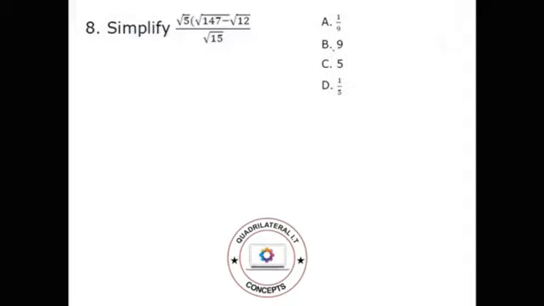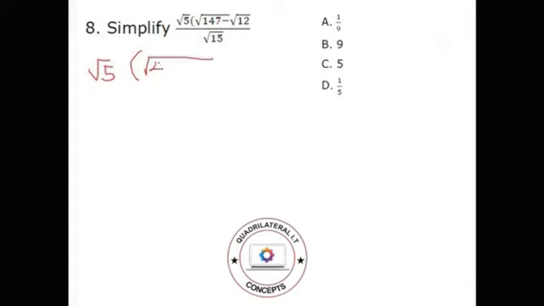I hope you're following and you got this right. If so, let's move to question number 8. Now, the next question, number 8, is on surds, and we have root 5, open bracket of 147 minus root 12. So, how do we solve this? The first thing we need to do is, let's express this number in the simple form.